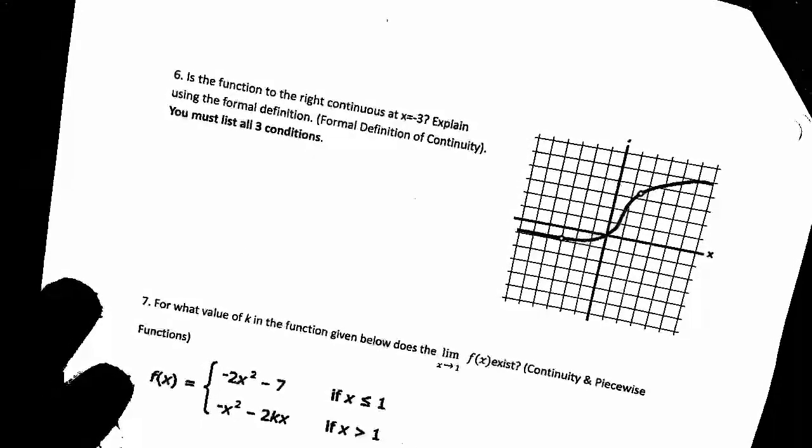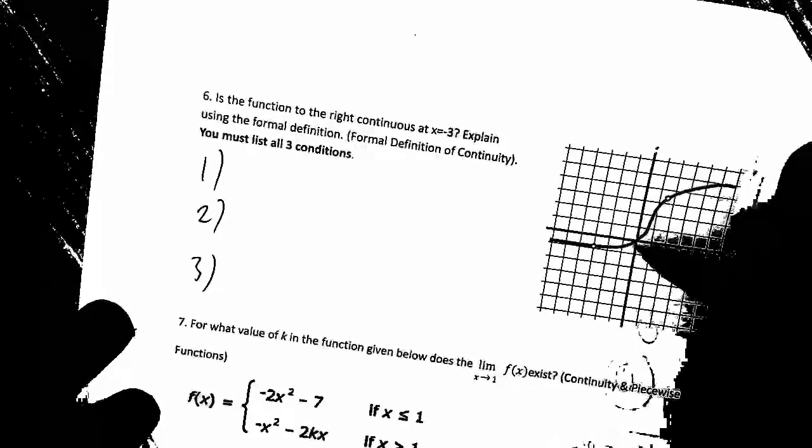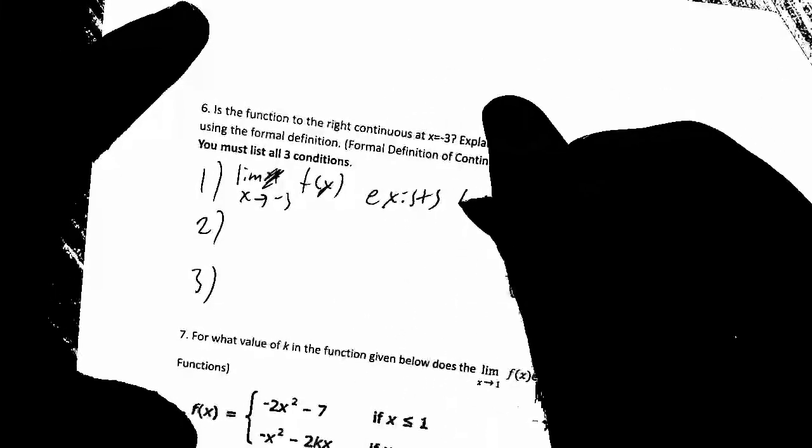Is the function to the right continuous at x equals negative 3? Explain using the formal definition. You must list all 3 conditions. So let's do a checklist 1, 2, 3. First, does the limit exist? Yes, it does. So the limit as x approaches negative 3 of f of x exists. So that's check number 1.